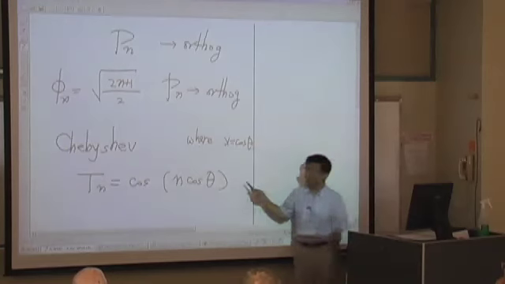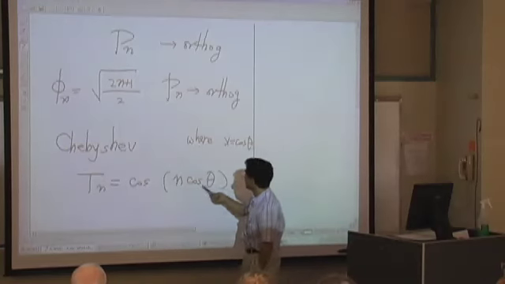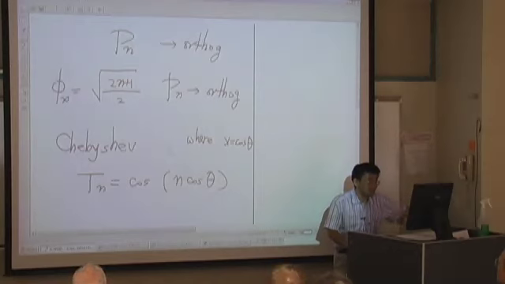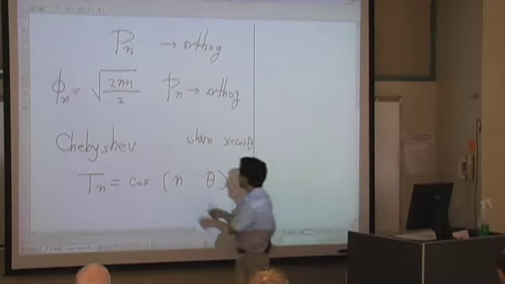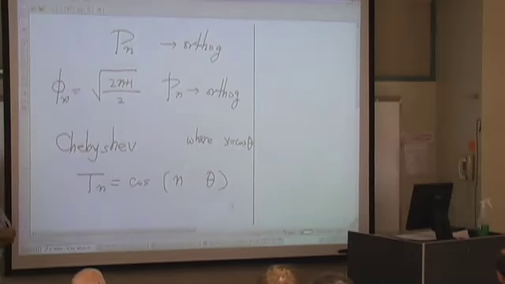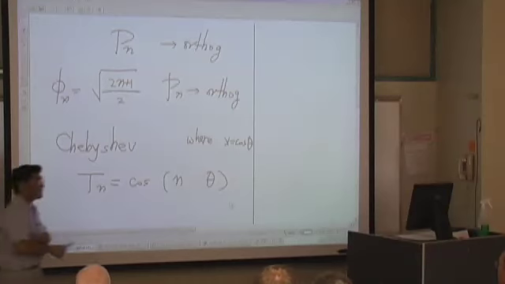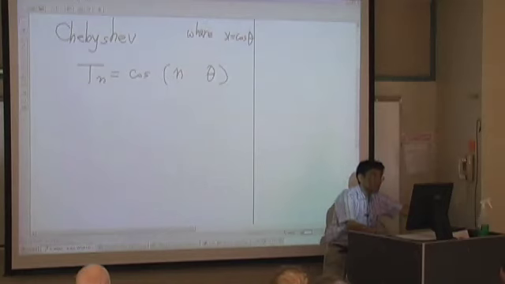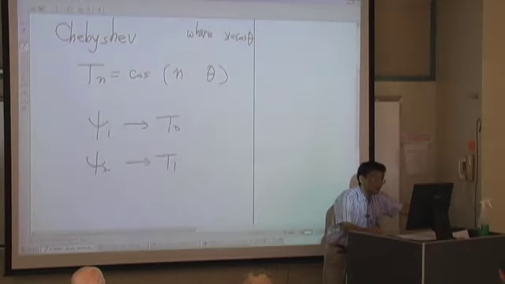So we use cosine of n theta, where theta is represented by this thing. Cosine n theta represents t sub n, and this t sub n replaces psi 1. So psi 1 is t0, psi 2 is t1, psi 3 is t2, and so on, right?